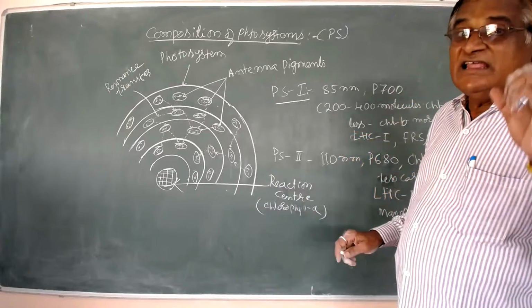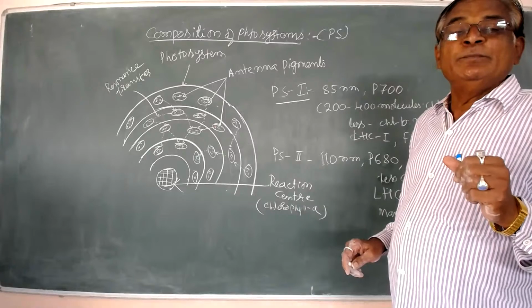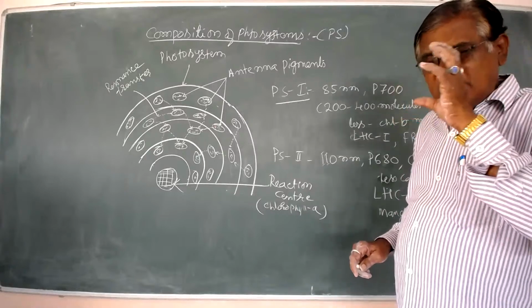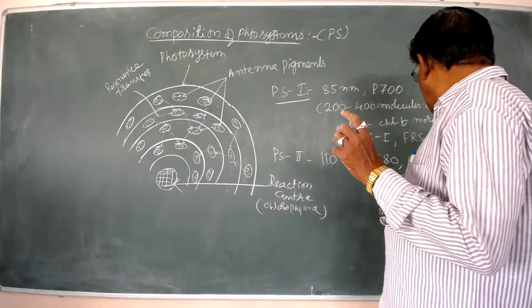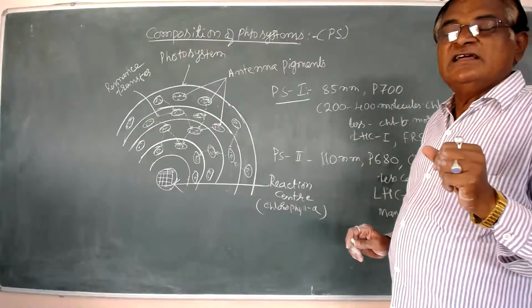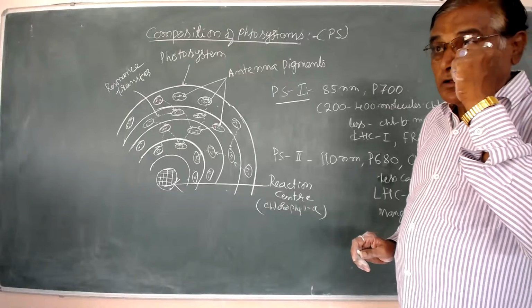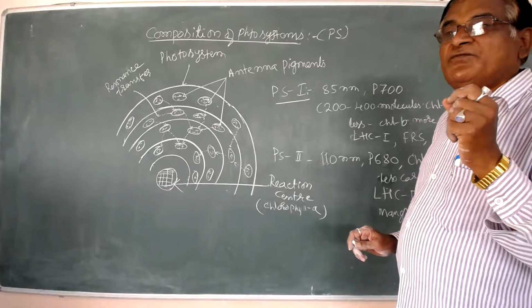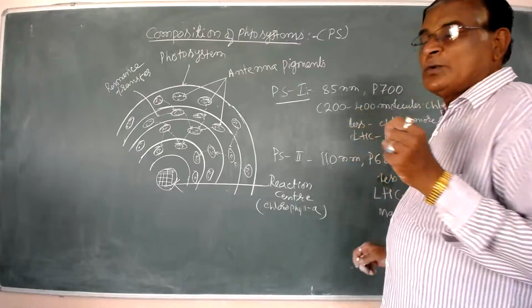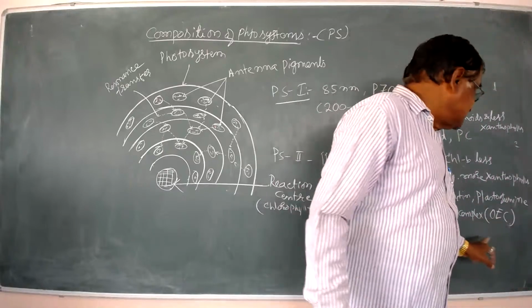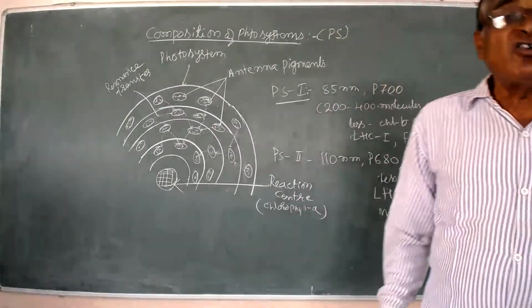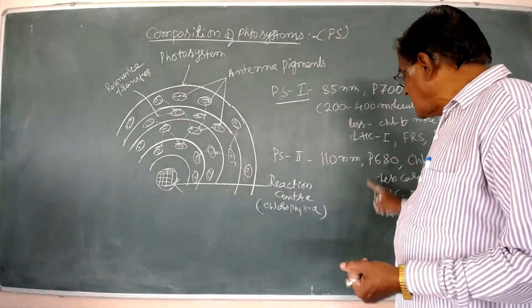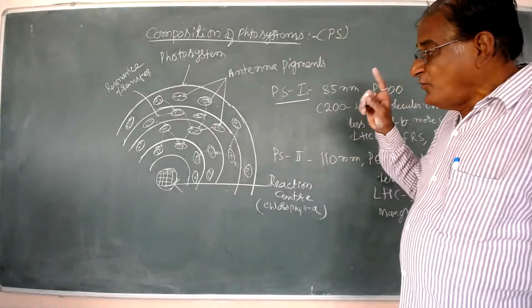Also there is LHC2, light harvesting complex 2, a complex of proteins. They will be there along with pheophytin, another compound. Next is the plastoquinone protein, and also the manganese protein complex called OEC, the oxygen evolving complex. So these are all present in the photosystem.